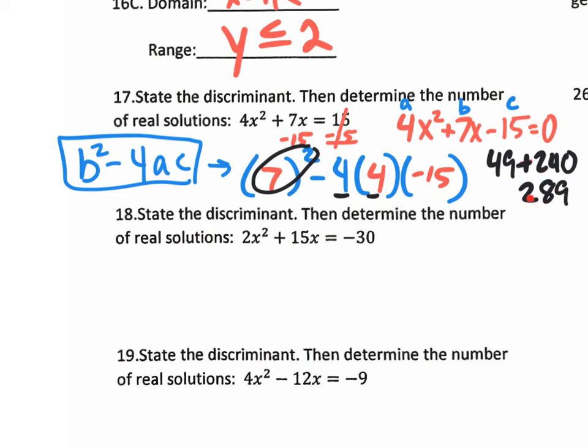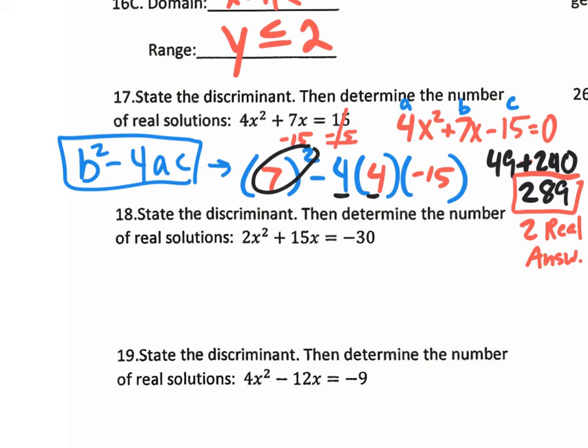But right here I have a positive discriminant value. So how many answers do I have? 2 real answers. So to answer this, they want the discriminant value, that's 289, and how many real answers? 2 real answers. How do I know there's 2 real answers? Because the discriminant is positive.